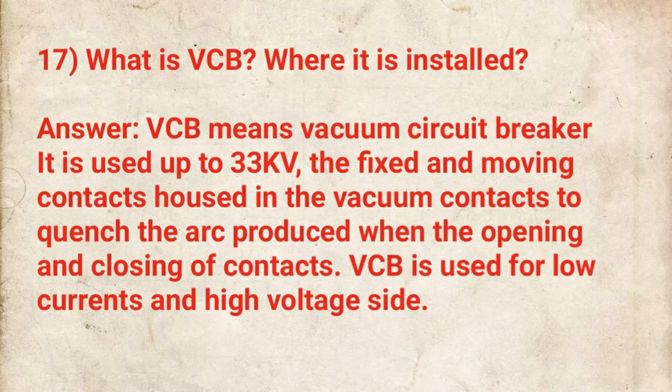What is VCB? Where is it installed? VCB means vacuum circuit breaker. It is used up to 33 kV. The fixed and moving contacts are housed in a vacuum to quench the arc produced when opening and closing the contacts. VCB is used for low current and high voltage side.